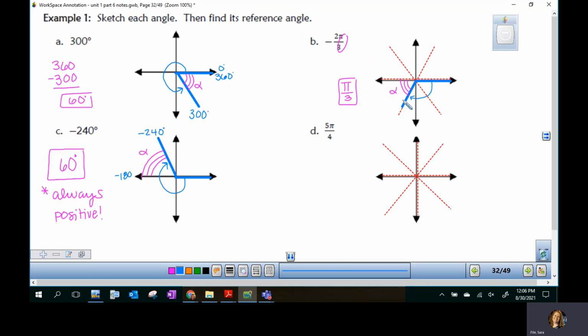Okay, I didn't put the label on here. So this blue terminal side, this is at negative 2 pi thirds. And if you think about your angle here, pi, in terms of thirds, this would be negative 3 pi thirds going in that direction. So the distance from negative 2 pi thirds to negative 3 pi thirds is 1 pi third.